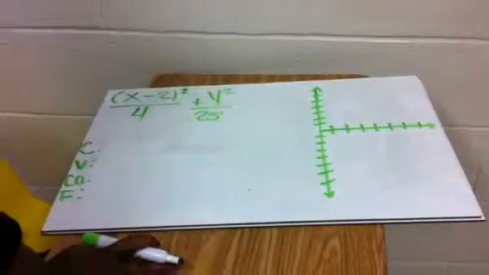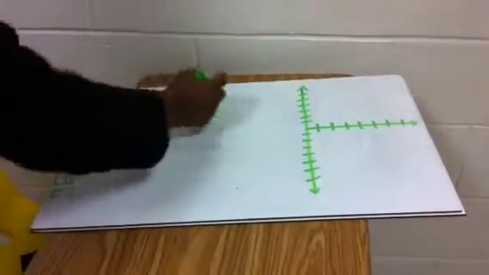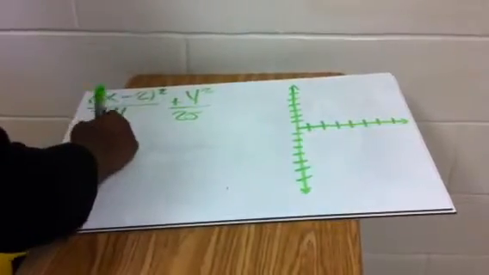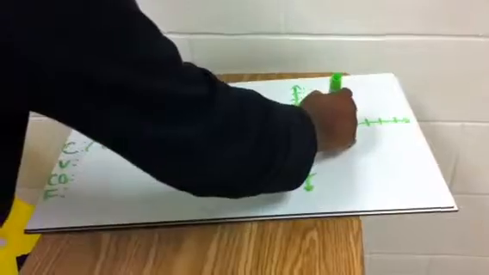Okay, for this problem, first you find your center point, which would be 2 and 0. And then you come over and you plot.